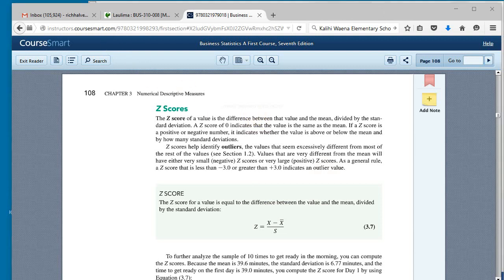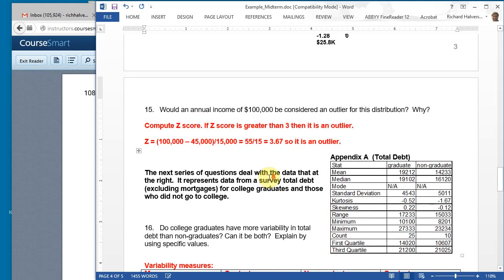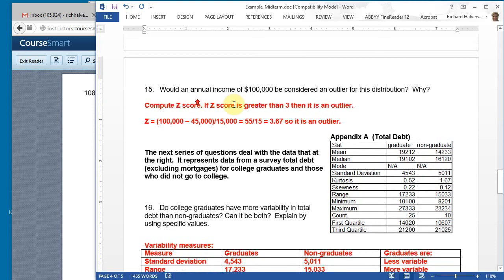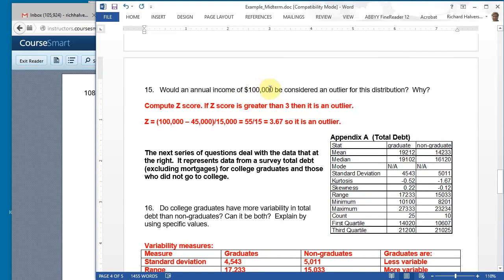So let's go back to here, and we can see that. Let's use the z formula. 100,000 minus 45,000 divided by 15,000 equals 55 over 15, which is 3.67, which is greater than 3. So yes, a $100,000 salary would definitely be considered an outlier.